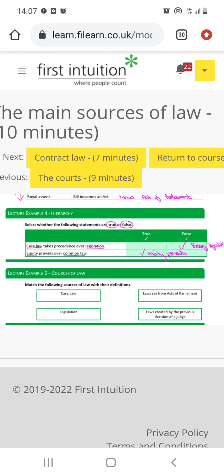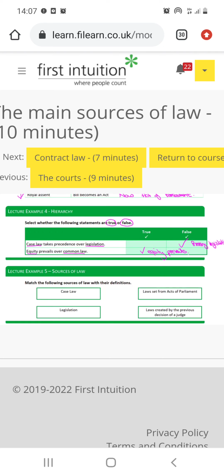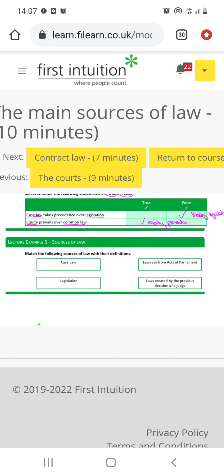Finally, we have lecture example 5, sources of law. We need to match the following sources of law with their definitions. So we have case law to start with. And case law is set by judges. So we're going to match that one to the bottom one. Laws created by the previous decision of a judge. It's judge-made law. And we have legal precedents.